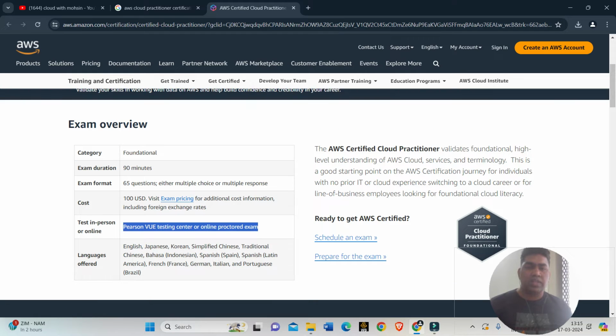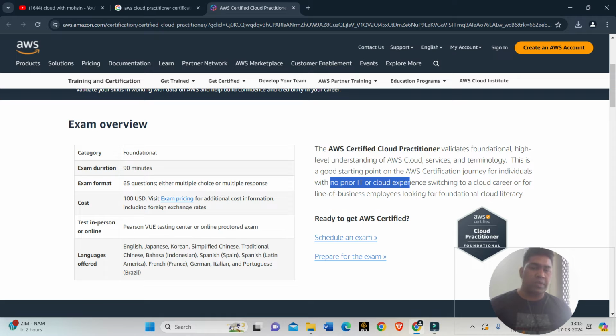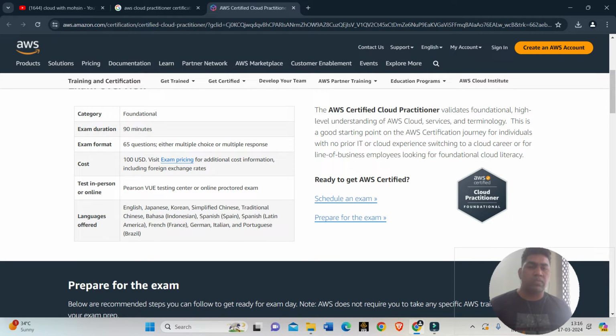Okay, and as the details given here say, this exam is the AWS Certified Cloud Practitioner. It validates foundational, high-level understanding of AWS cloud services and terminology. This is a good starting point on the AWS certification journey for individuals with no prior IT or cloud experience. Please note, even if you don't have any prior IT or cloud experience and you want to switch to a cloud career, or if your business demands you connect with technical teams and you are finding difficulties with cloud concepts or terminology, this is a very good exam that you can consider. Okay, basically it is for someone looking for foundational cloud literacy. That is one of the important things.